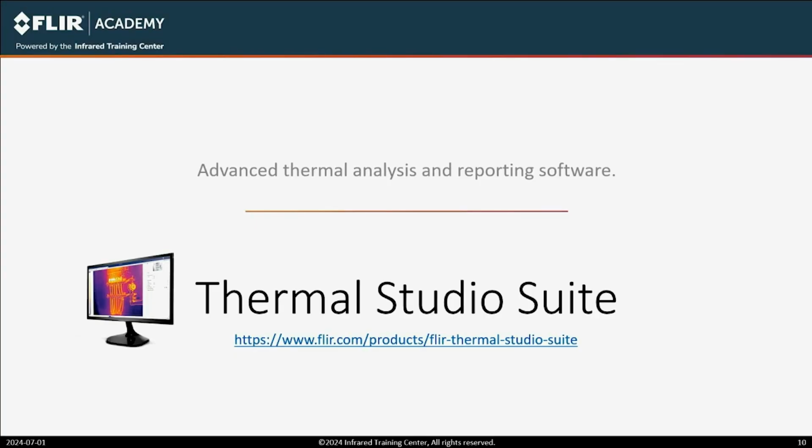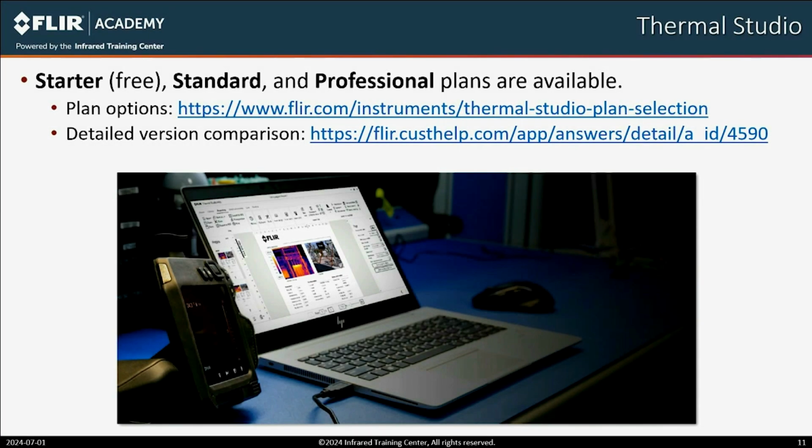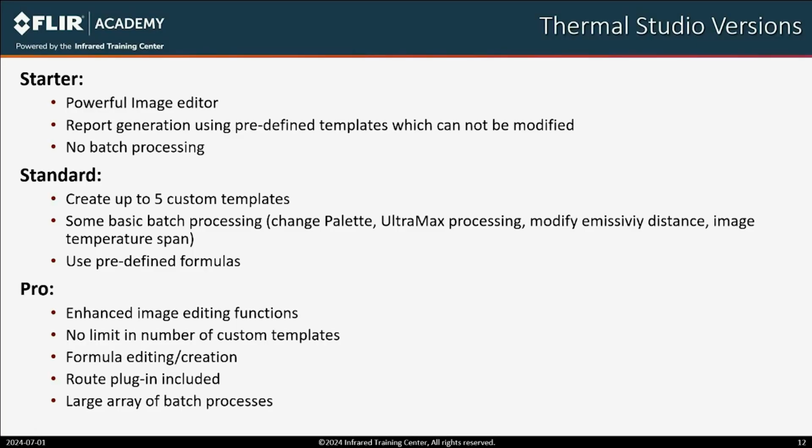A product overview of the Thermal Studio suite can be found at this website link. 3 different versions of the software are available: Starter, Standard, and Professional. Standard and Professional are available on a paid subscription basis. Cost and version comparison can be found at these website links. Here is a summary of each of the features of the different versions.